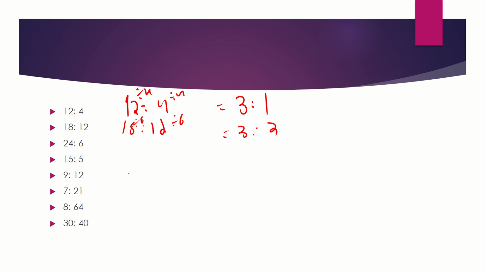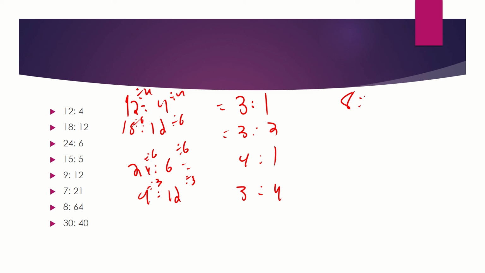Let's skip, 24 to 6 is fine. 24 to 6, we're going to divide by 6 on each of them, because 6 can go into 24, and we're going to get 4 to 1. 9 to 12, we're going to divide each of these by 3, and we're going to get 3 to 4. 8 to 64, well we know 8 goes into 64 eight times, and then this is 1.